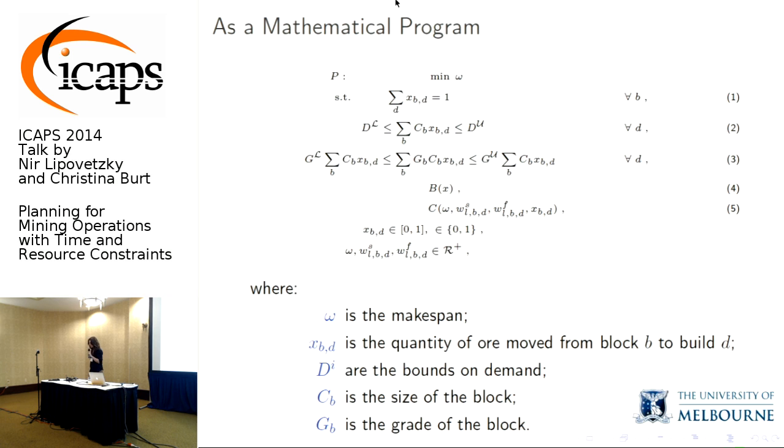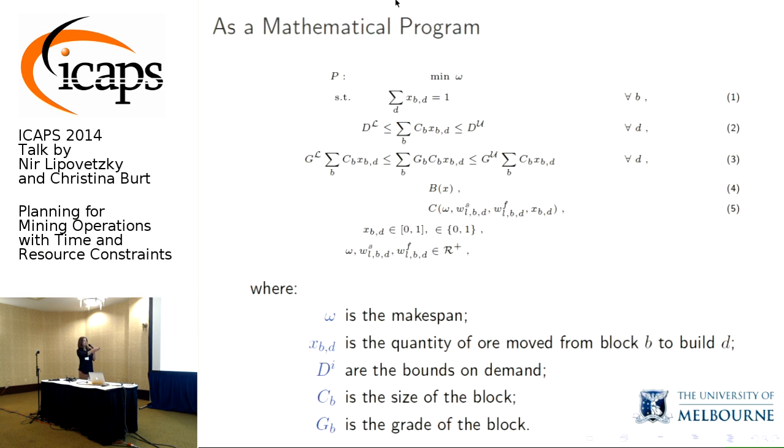So as a mathematical program, first I'll explain the variables and then show you how these constraints map back to the picture that I just described. So our first variable will be omega, and that will be our make span. Our second variable will be x_bd, which will be the proportion of block B which will be allocated to stockpile D. And that's, in the simple version, that's as hard as it gets. So our objective will be to minimize the make span.